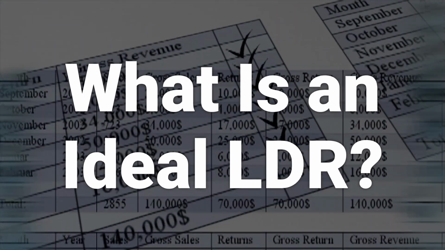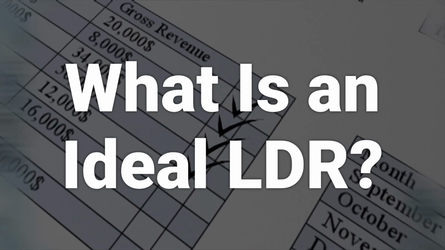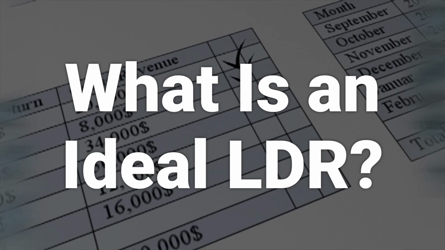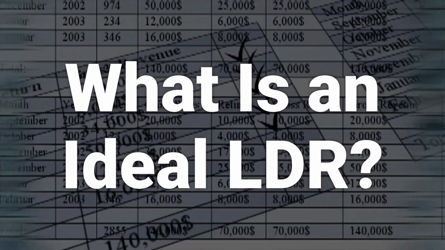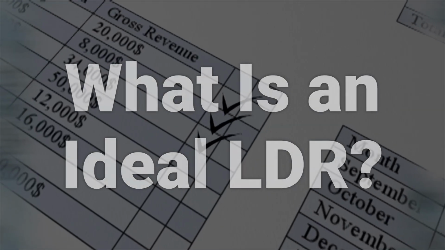Typically, the ideal loan-to-deposit ratio is 80% to 90%. A loan-to-deposit ratio of 100% means a bank loaned $1 to customers for every dollar it received in deposits. It also means a bank will not have significant reserves available for expected or unexpected contingencies.